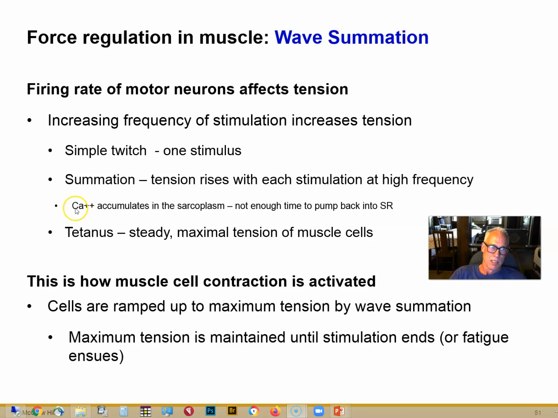The underlying mechanism is a buildup of calcium concentration in the sarcoplasm. Every time we successively stimulate the muscle cell, more calcium is released from the sarcoplasmic reticulum, and it adds to what was still left in the cytoplasm or sarcoplasm, and we just keep adding more calcium. More cross bridges cycle until we get all the cross bridges cycling at once, and then that's when we reach tetanus. No more tension can be produced.